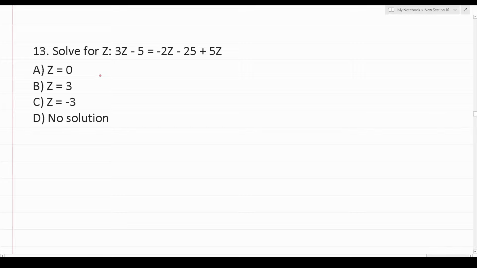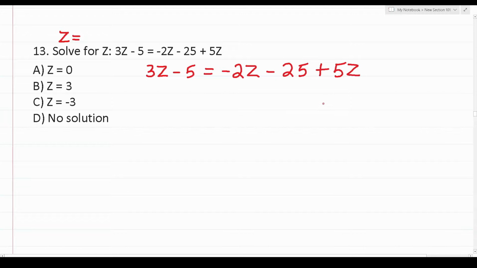Number 13 says solve for z. 3z minus 5 equals negative 2z minus 25 plus 5z. So as I've mentioned in this video already, when you're solving for a letter variable, you always want to try to get that letter variable by itself. So in this case, we're looking for z equal to something by itself. Now that we recognize that, we can go ahead and copy down our expression. We have 3z minus 5 equals negative 2z minus 25 plus 5z.